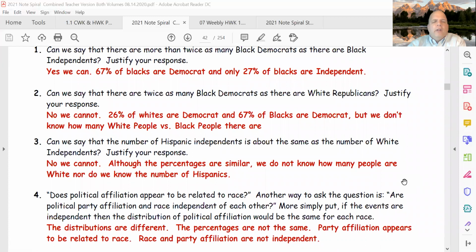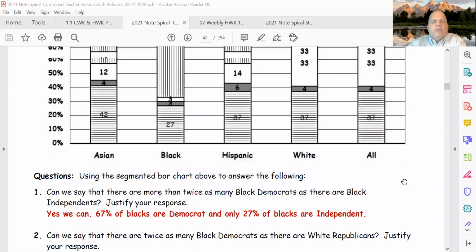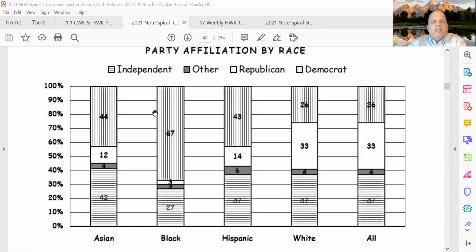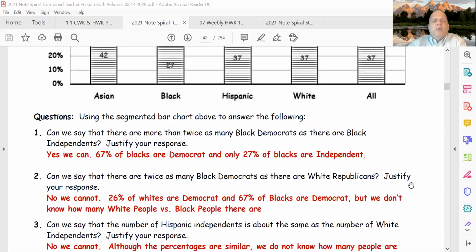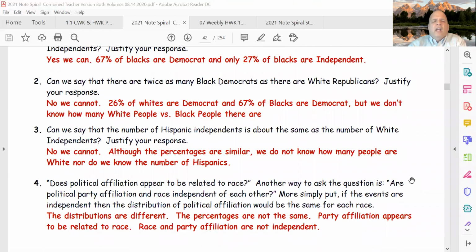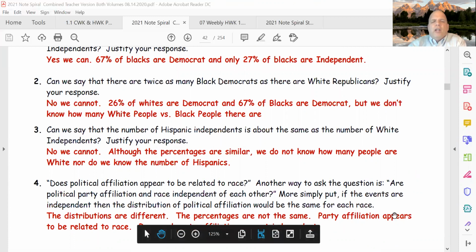Does political affiliation appear to be related to race? Well, if they were independent, then all these segments would be the same. When I look at them, these segments are not the same. And because they are not the same, we can say the party affiliation appears to be related to race. In other words, race and party affiliation are not independent. There appears to be a relationship between race and party affiliation. Okay?